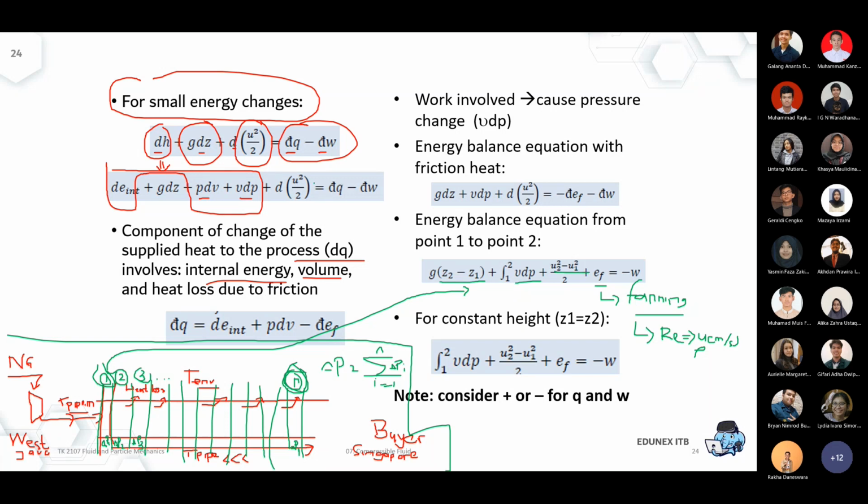But the concept is still applied. That's what I want to emphasize. The concept is still applied, only for a relatively short distance. Why? Because over here the density changes, the velocity changes, the temperature changes, and it affects a lot of physical properties in different segments of the pipeline.